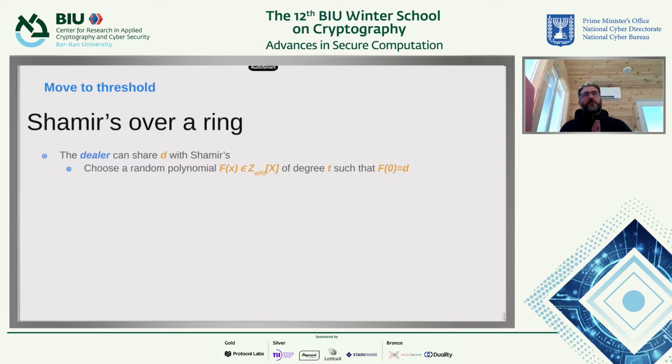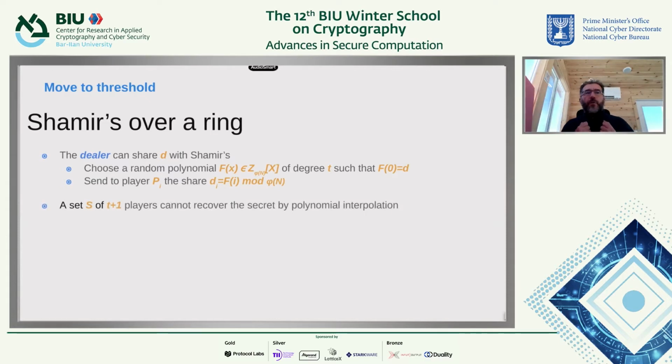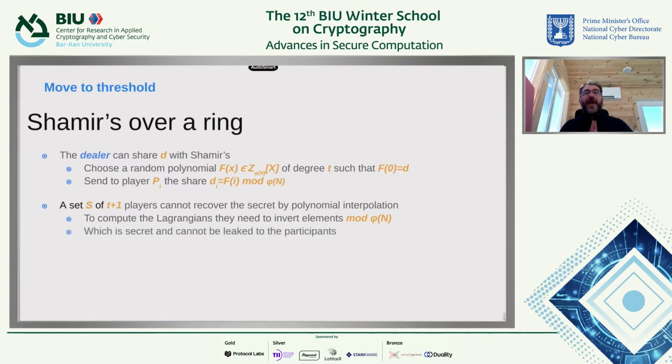So we choose a random polynomial f of x such that f of 0 is our secret, which in our case is the exponent d. Then the dealer, who knows phi of n, sends the share d_i to the player. And now the problem is that if you have a set of t+1 players, polynomial interpolation doesn't work, because the Lagrange coefficients are fractions. Remember last time we said that to do polynomial interpolation, you need a field because you need to be able to compute those inverses. And to compute the inverses, in this case, you need to know phi of n. Phi of n is secret. And if the participants knew phi of n, they would know the factorization, and so the secret key would be compromised. So what can we do?